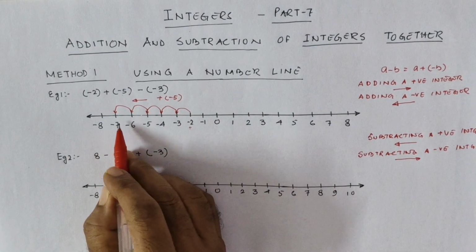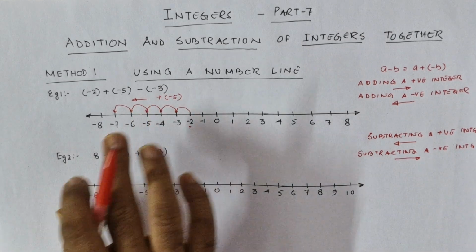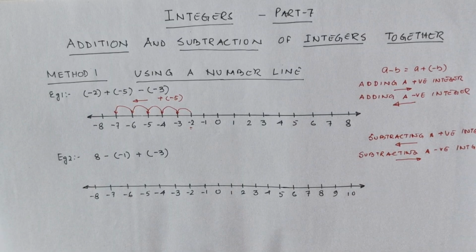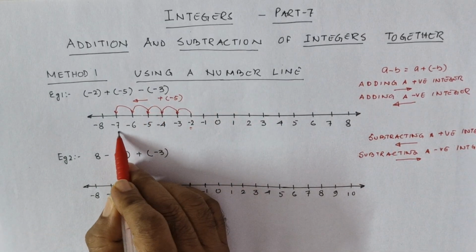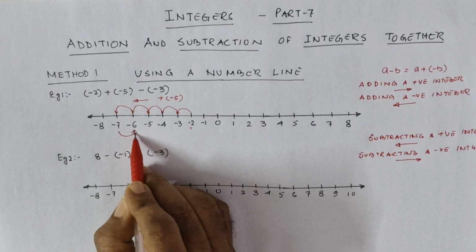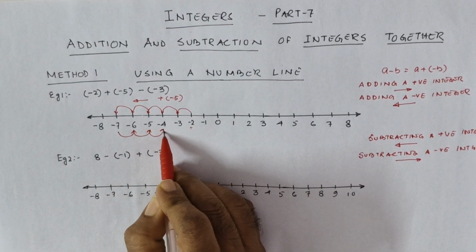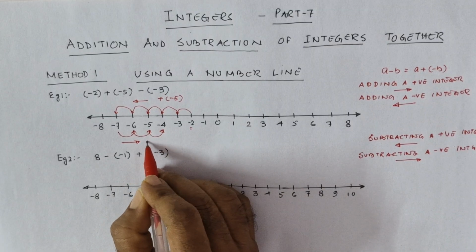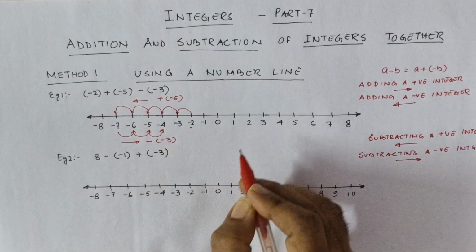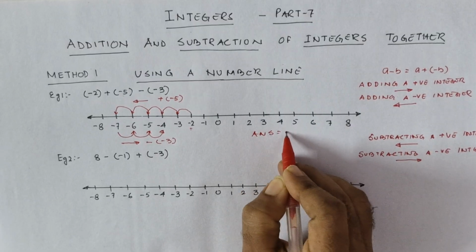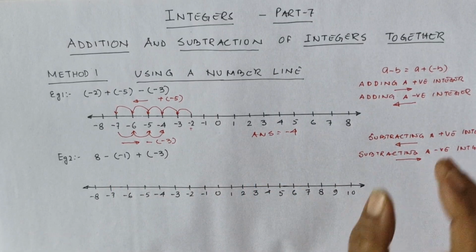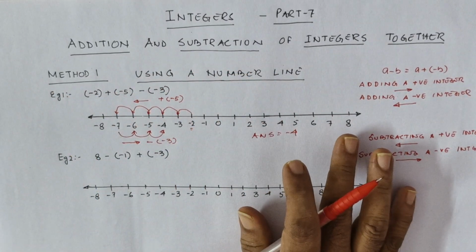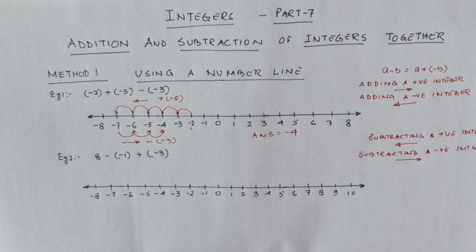Now once we are at minus 7, then what is there? Minus of minus 3. So we are subtracting a negative integer, so you have to go towards the right hand side. How many places? 3. So let's go here. 1, 2 and 3. We'll put an arrow here and we'll write minus of minus 3. So what will be the answer? The answer will be minus 4. Easy. Follow these rules, follow these steps, follow from left to right, and you will be able to solve such kinds of problems easily by using a number line.